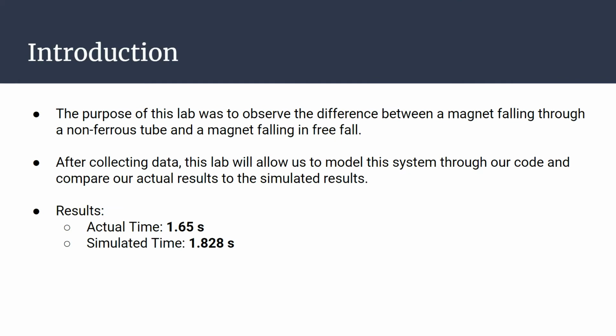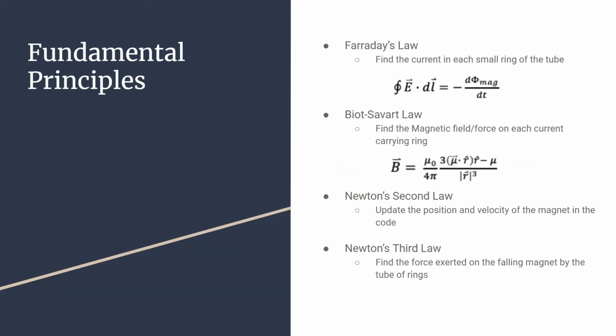The purpose of this lab was to observe the difference between a magnet falling through a non-ferrous tube and a magnet falling in freefall. After collecting data, this lab will allow us to model the system through our code and compare our actual results to the simulated results. My actual results when dropping the magnet through the tube was an average of 1.65 seconds, and the simulated time was 1.828 seconds.